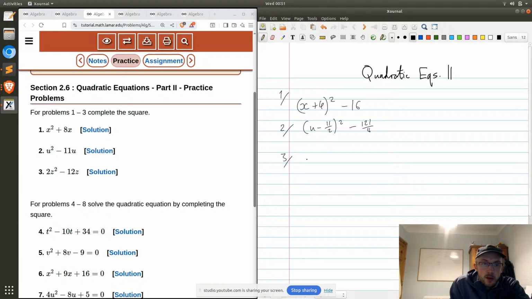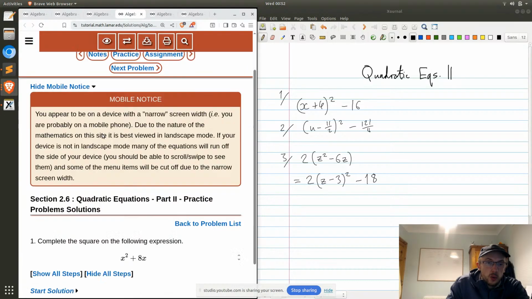And factor out 2. Notice that you have z squared take 6 in the brackets. And complete the square of that. And when you expand this out, you recover 2z squared. You recover negative 12z. But you get 18. So that must be subtracted to balance the books. And we check these 3.